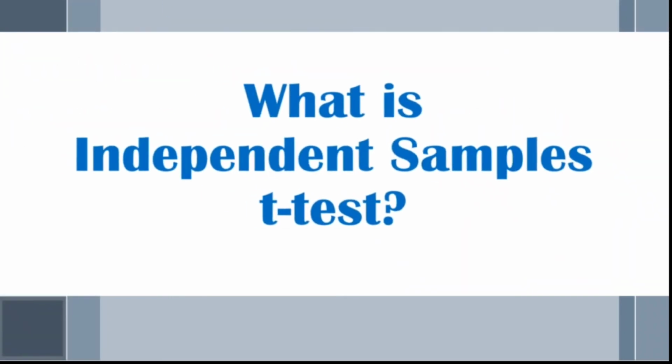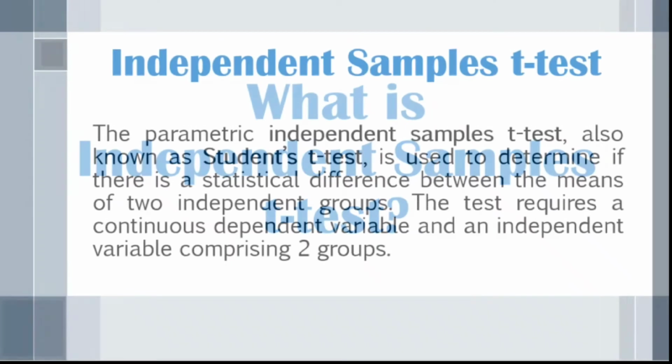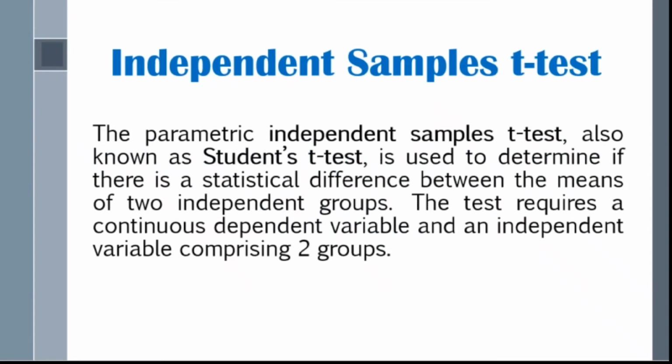What is Independent Samples T-Test? The Parametric Independent Samples T-Test, also known as Student's T-Test, is used to determine if there is a statistical difference between the means of two independent groups. The test requires a continuous dependent variable and an independent variable comprising two groups.